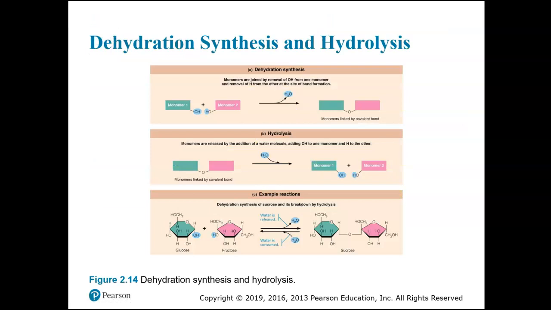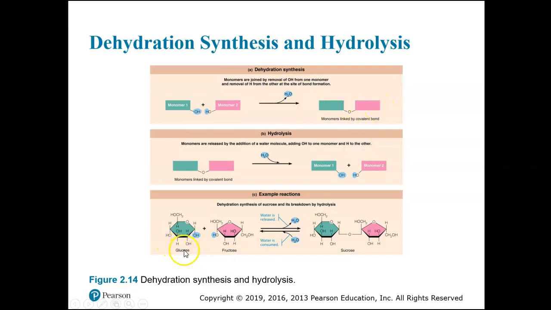So this is showing you the dehydration synthesis of a polymer. You take 2 monomers, remove water by removing an OH from one monomer and an H from the other one. And water is removed and the 2 monomers are linked together. That is a dehydration synthesis reaction.